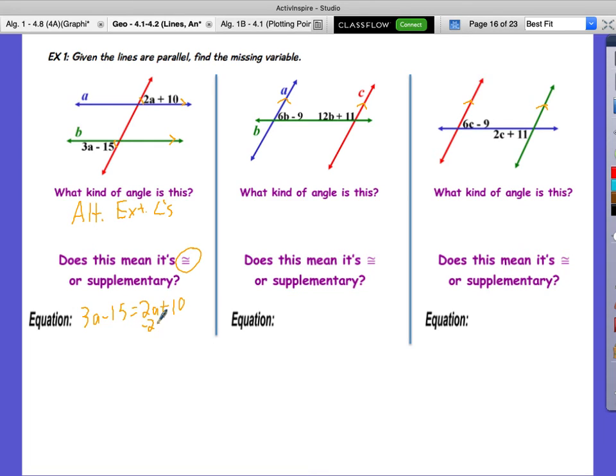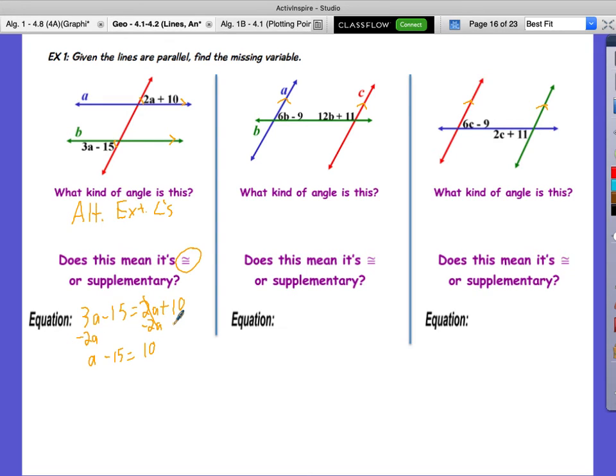Subtract 2a on both sides. We want to get all of our a's together, all of our variables together. So what's 3a minus 2a? A. A minus 15 equals 10. So 2a minus 2a is 0. Now that we got all the a's together on one side, we want to get all the normal numbers together on the other side.